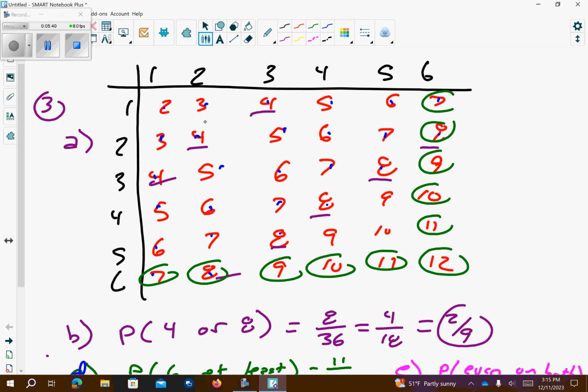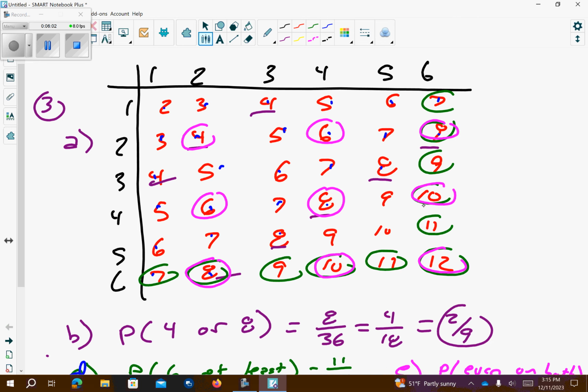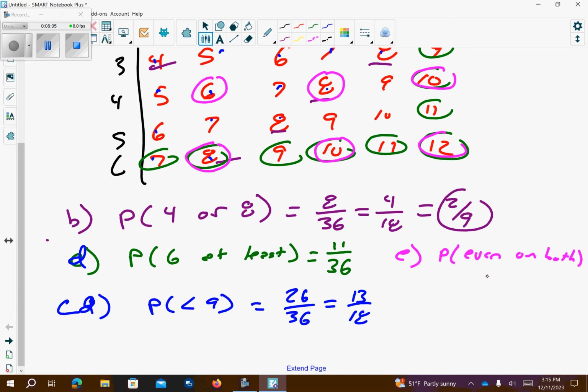So even on both, 2, 2, 4, 2, 6, 2, 4, 2, 4, 4, 4, 6, 6, 2, 6, 4, 6, 6. So all the pink. Looks like 9 outcomes out of 36, which is 1 over 4. And then let's not worry about F.